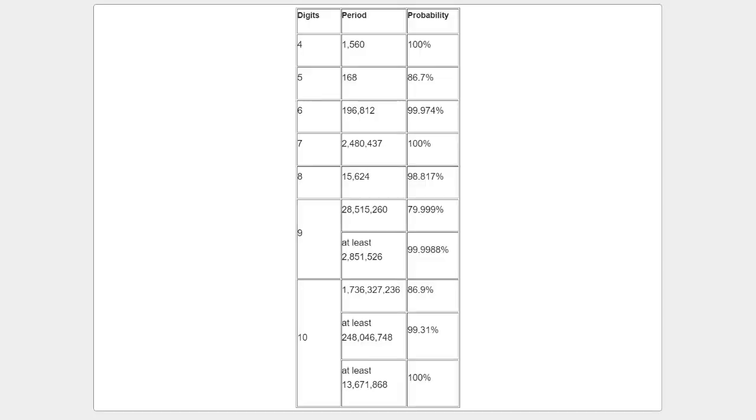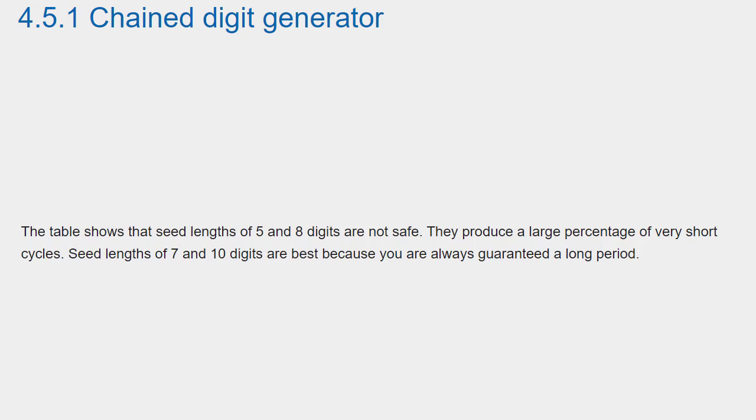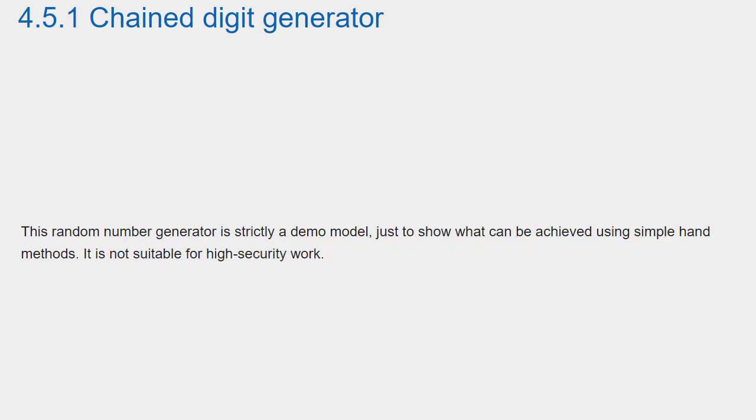The behavior is similar for seeds of other sizes. Even when the maximal cycle is very short, there is often a high probability of getting a maximal cycle because there can be many maximal cycles. This table shows the probability of getting a cycle of a given length using a qualified seed. The table shows that seed lengths of 5 and 8 digits are not safe. They produce a large percentage of very short cycles. Seed lengths of 7 and 10 digits are best because you are always guaranteed a long period.